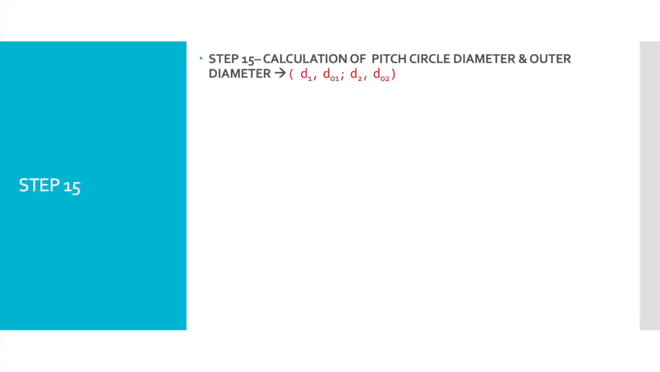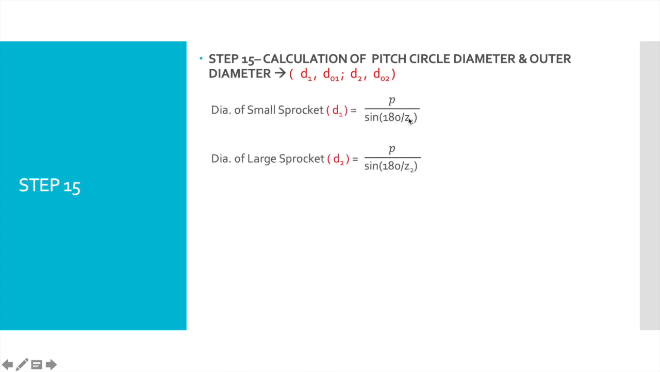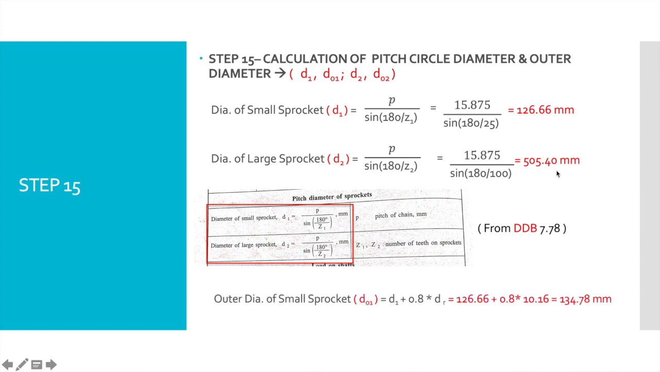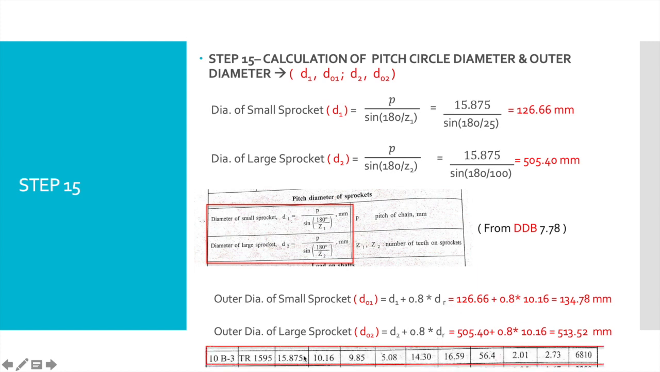In step 15 we calculate the pitch circle diameter and outer diameter, that is D1, D2, D01 and D02. The formula is P by sine 180 by Z1 for the small sprocket and Z2 for the large sprocket, and the values are 120, 126.66 and 505.40. And the outer dia of the small sprocket, the formula is D1 plus 0.8 into dr, and for D2 similarly, and dr is obtained from this value 10.6, so it is obtained to be this one.